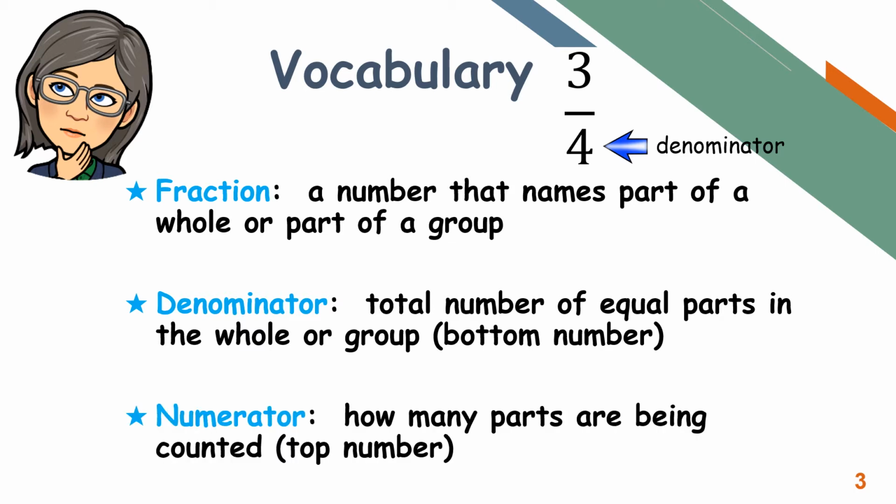The numerator of a fraction tells us how many parts are being counted or shaded. It is the number on the top of a fraction. In 3/4, the numerator is 3. It tells us that 3/4 has 3 parts being counted or shaded.